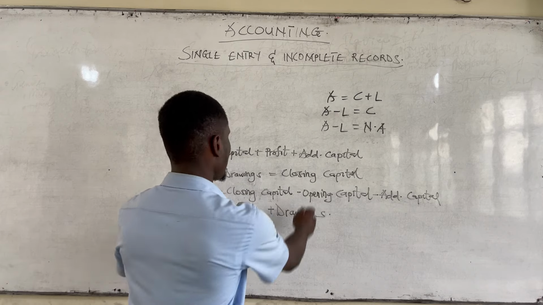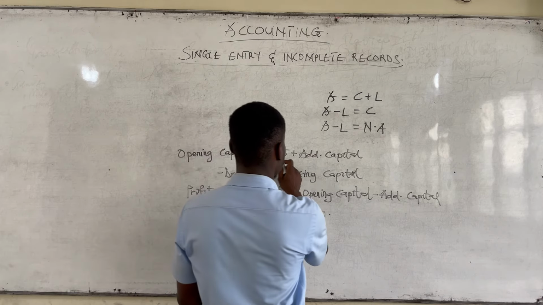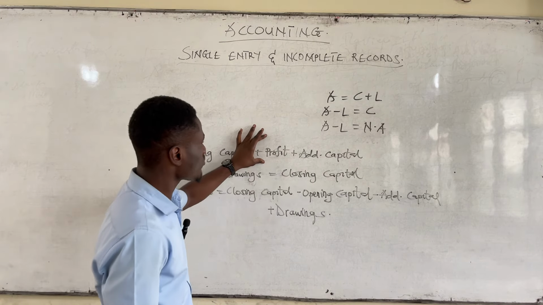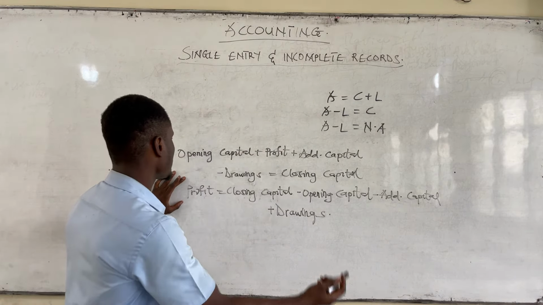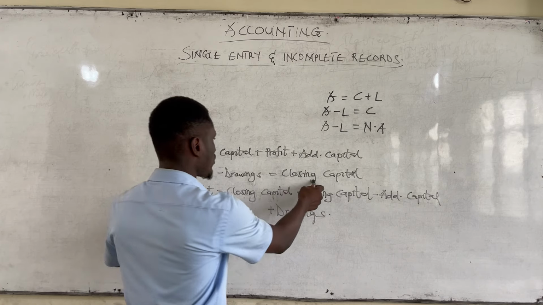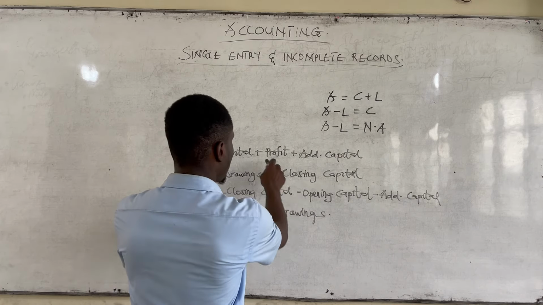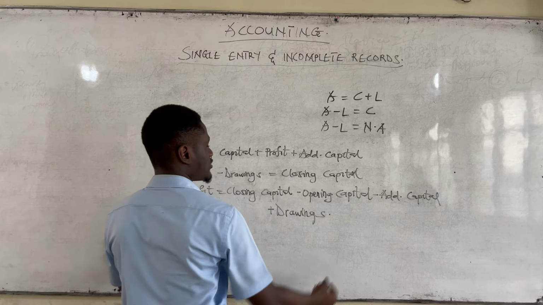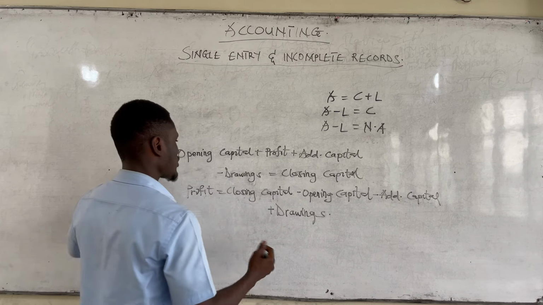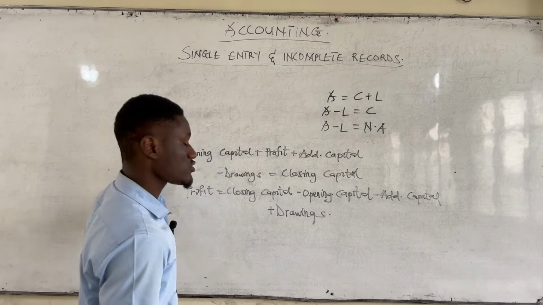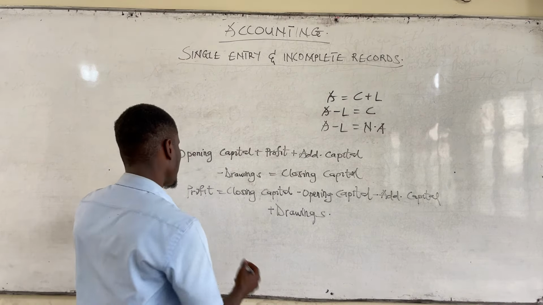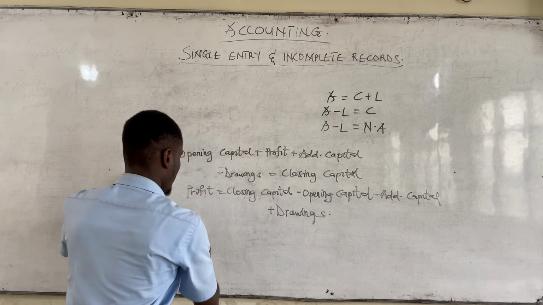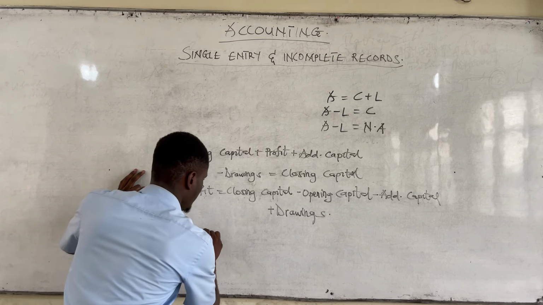Good. To find closing capital, we add the opening capital plus profit, plus additional capital, minus drawings to get our closing capital. So if we want to find our profit, we simply change the subject. Profit is equal to our closing capital minus our opening capital minus our additional capital. This will change to positive, so plus our drawings. You get it. So the actual format for the statement of net profit, or determination of net profit, starts with our closing capital.